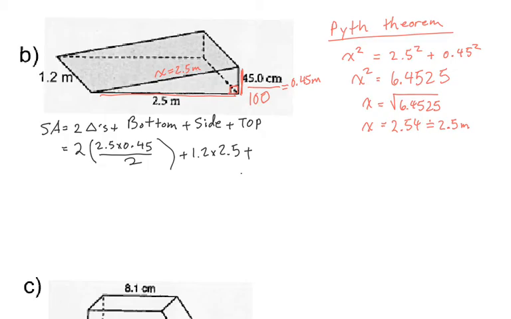Now, this side here has dimensions 0.45 meters for this edge, and this edge along here is also parallel to this, so that means this is 1.2. So the area of our side is going to be 1.2 times 0.45 plus the area of our final side.